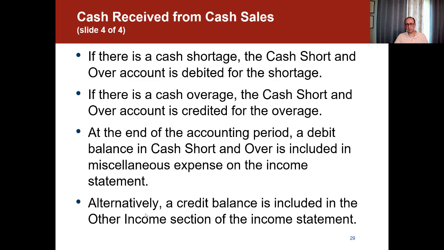At the end of the accounting period, a debit balance in cash short and over is included in miscellaneous expenses on the income statement. So we don't really record it separately. We just record it as a miscellaneous expense. And we always hope that this is not a big amount. Alternatively, a credit balance is included in the other income section of the income statement.